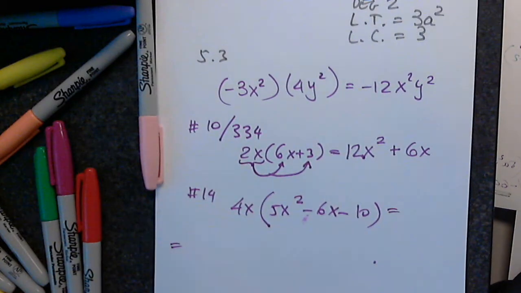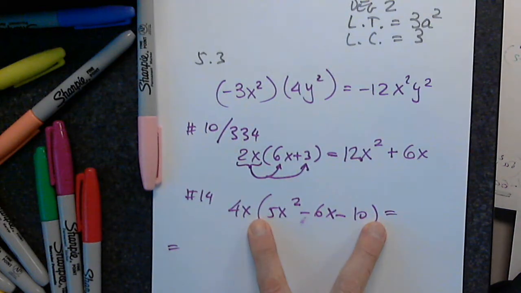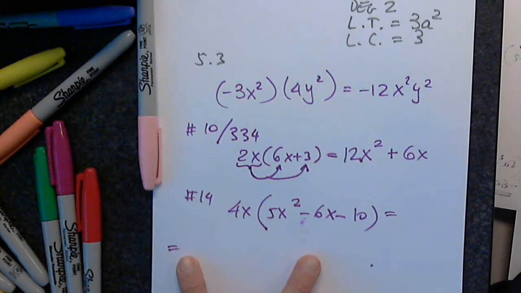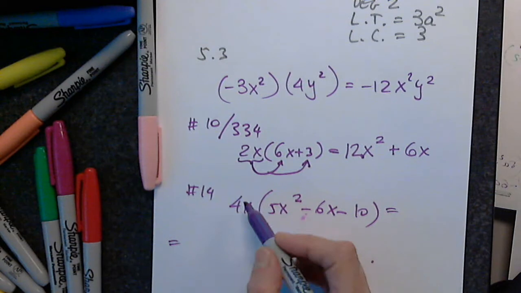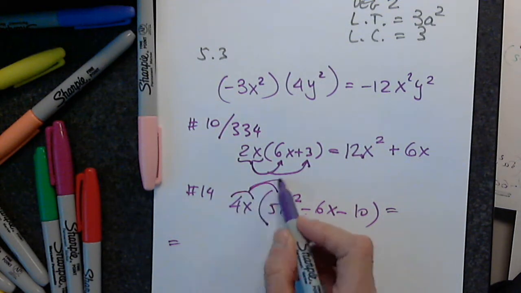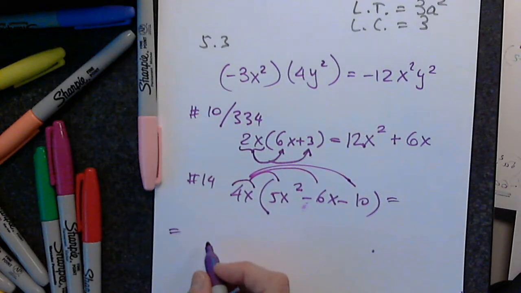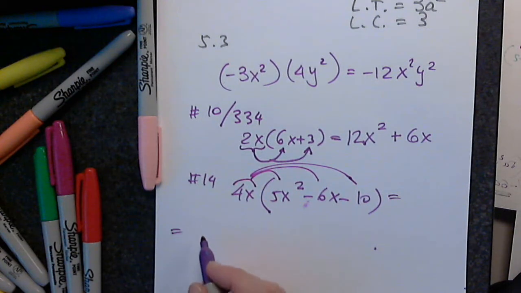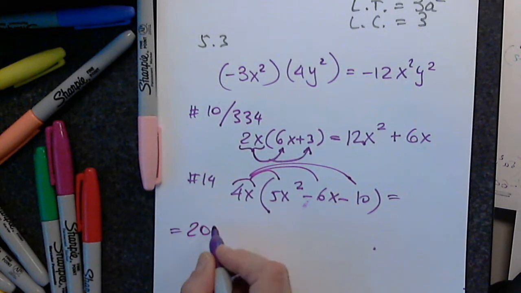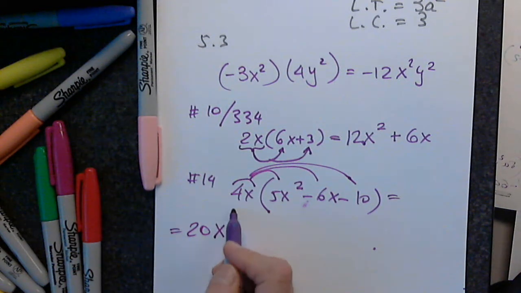Can anyone dictate the next one? This time we are multiplying a monomial by what type of polynomial is this? Trinomial. Yes. So how many terms do I have to have? 3. Exactly. So now I have to distribute this monomial to 3 different terms. So please dictate. 20x squared. Careful. 20x. That would be just right.